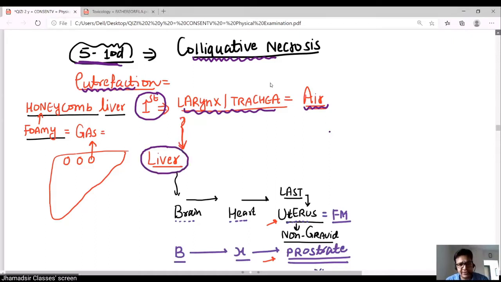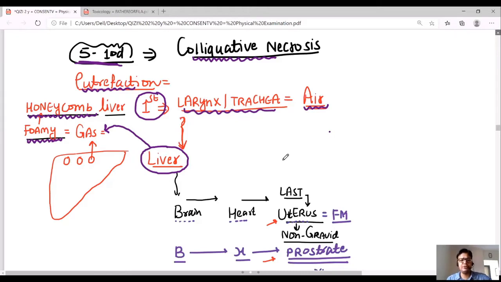If you see the liver, it shows gas formation. This is known as foamy liver or honeycomb liver. So you can get a question: which is the first organ to be decomposed? The answer is larynx and trachea. After larynx and trachea, the liver is decomposed, and gas formation is seen. This is known as honeycomb liver or foamy liver.